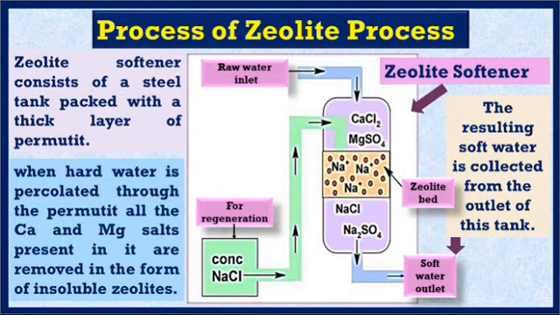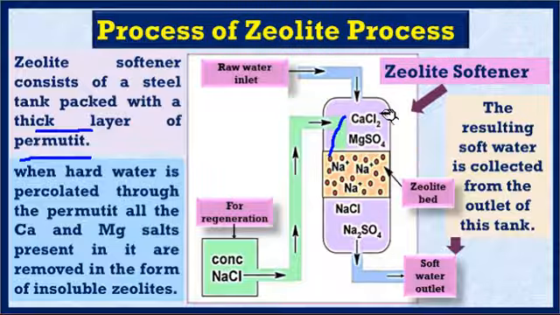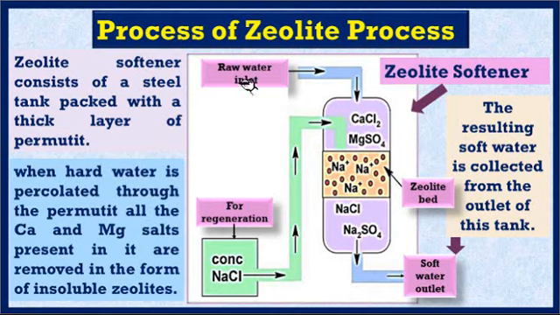Now the second point is the methodology of zeolite process. To make the water soft, the zeolite softener is used. In this zeolite softener, we have a steel tank which is packed with a thick layer of zeolite or permutit. So in this steel tank, the zeolite bed is fixed. What is the zeolite bed? It is the sodium zeolite. From the upper part there is an inlet for the raw water, and at the bottom there is an outlet for the soft water.